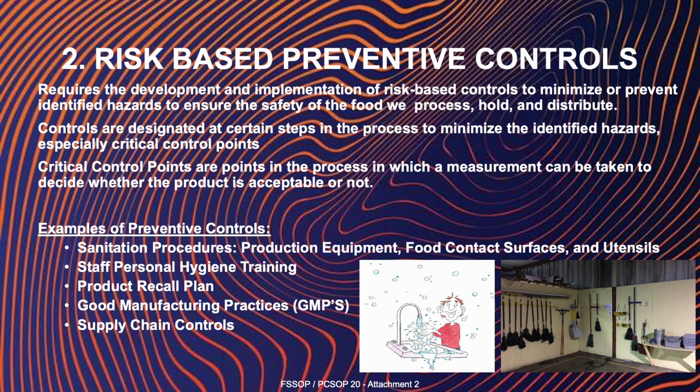Critical control points are points in the process in which a measurement can be taken to decide whether the product is acceptable or not. Examples of preventive controls: sanitation procedures, production equipment, food contact surfaces, and utensils. Staff personal hygiene training. Product recall plan. Good manufacturing practices, GMPs. Supply chain controls.